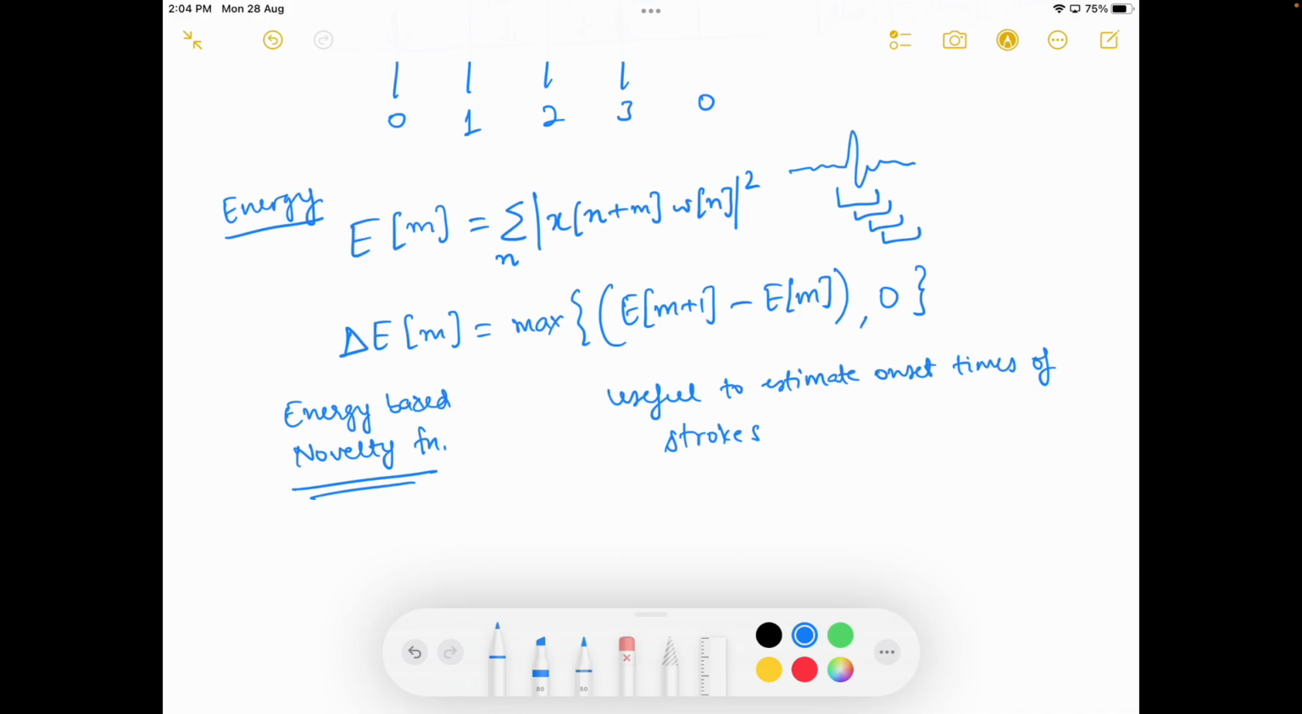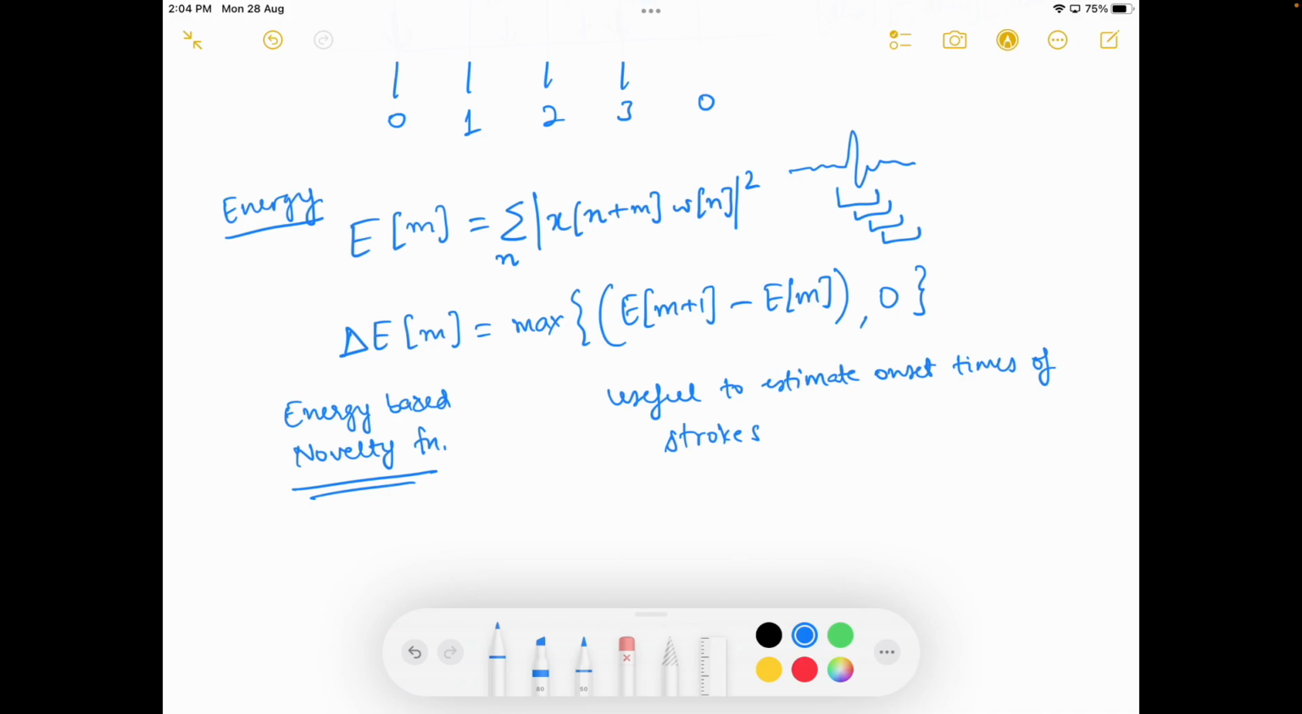So we saw energy as a very good possible measure to detect the onset, right? Because whenever the onset happens, the energy will increase. What is energy? Energy is, you take the amplitude values in a short neighborhood, in a short window, square them up, and then add them up. That is the energy, right?